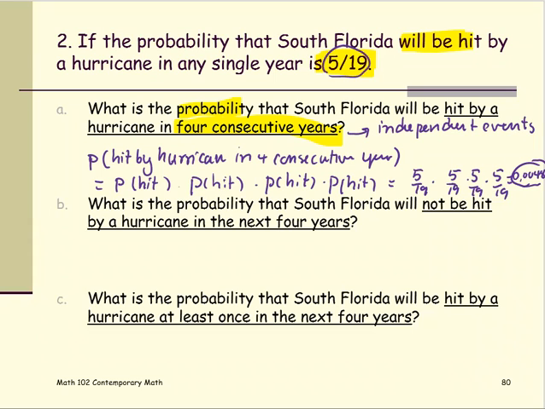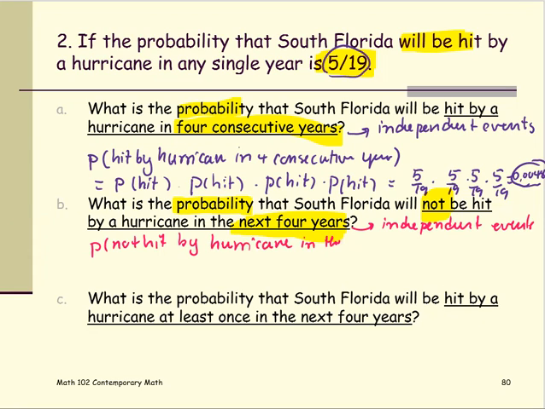And the second part, what is the probability that South Florida will not be hit by a hurricane in the next 4 years? The key term is not, and then also the next 4 years or 4 consecutive years. So put a note, another problem involving independent events. Probability not hit by hurricane in the next 4 years. So we're going to find the probability of not being hit for each year, because each year is independent from each other. The first year not hit, and the second year not being hit also. The third year, the fourth year.